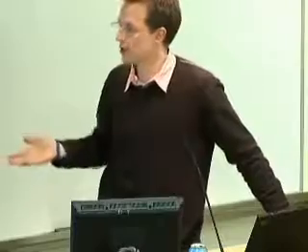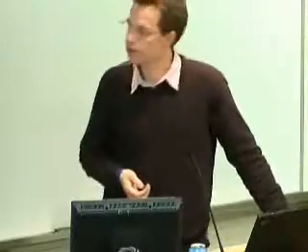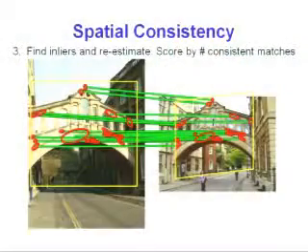We further constrain it so that the images are taken upright, which isn't always the case, but is normally the case in Flickr images. That gives you a full 5 degree of freedom affine transform. Then we're going to find inliers, as is standard, and re-estimate the transformation. And then we're going to score this image with the number of consistent matches.